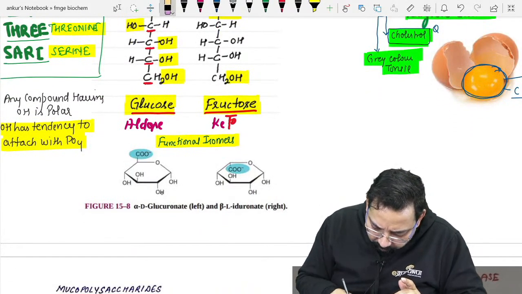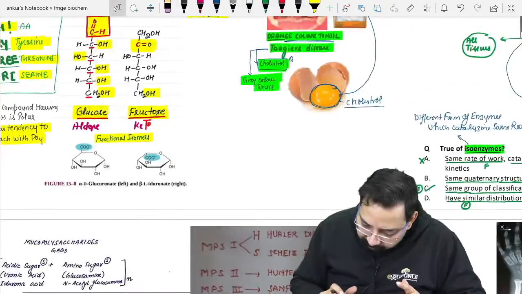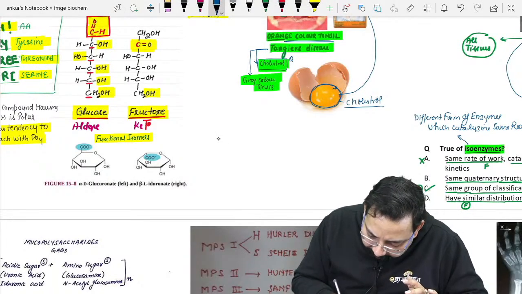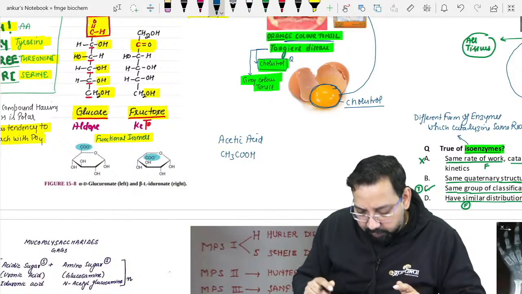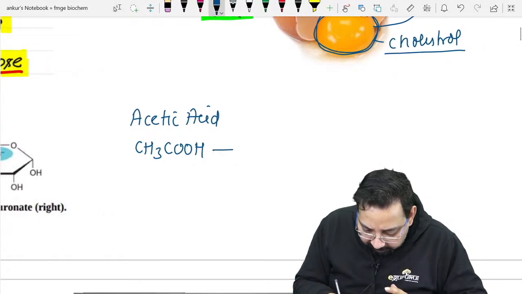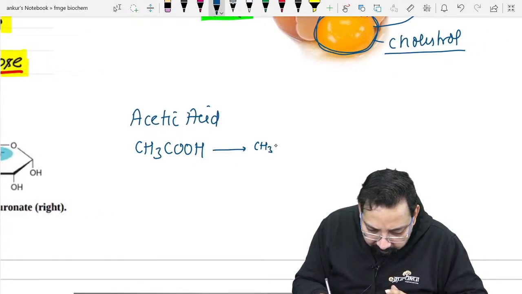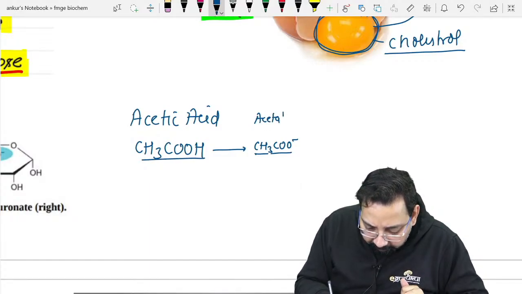and this is glucuronic acid or glucuronate. Now I am telling you a very important concept. If I write acetic acid, that is CH3COOH. Acetic acid ionizes to form CH3COO minus, and now we say it is acetate.